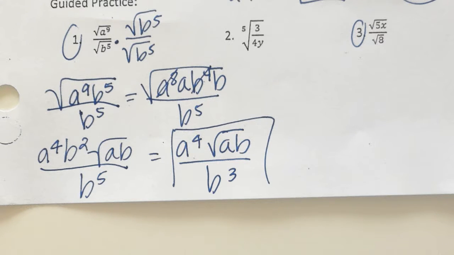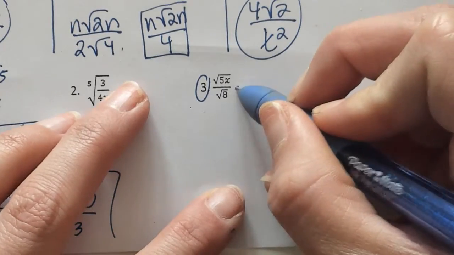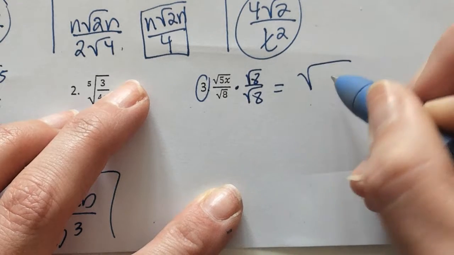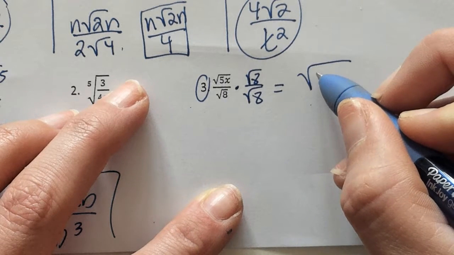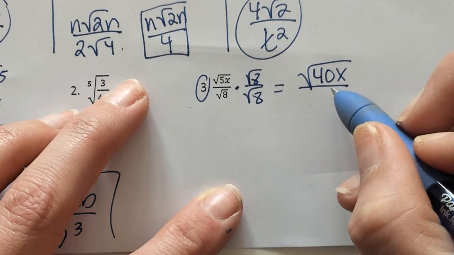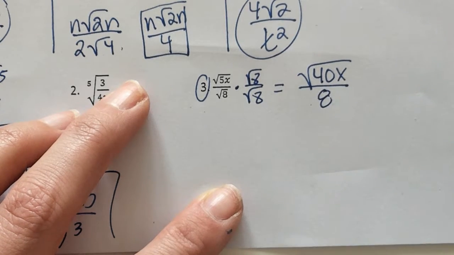So that's the same thing we got. Which way do y'all like better? The way I did? Okay. Then let's do that with the next one. Alright. I multiply the top and bottom by what? Square root of 8. On top I would get square root of 40x. On bottom? Good. Or square root of 64.